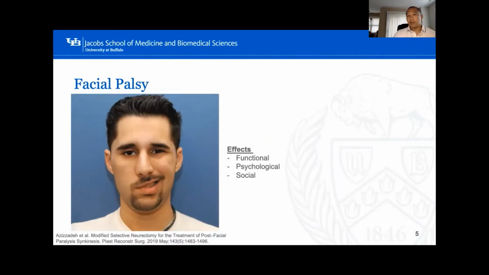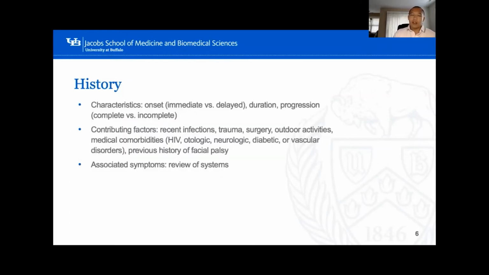So if this person walks into your clinic, the first thing you want to do is get a history. Was the onset of the facial palsy immediate or delayed? Did it come on suddenly? Was it a complete facial palsy where you're not able to move your face at all, or do you get some motion here and there? And you want to think about contributing factors when you're thinking about your differential. Was your patient sick recently? Was there recent injury? Did they have surgery recently?